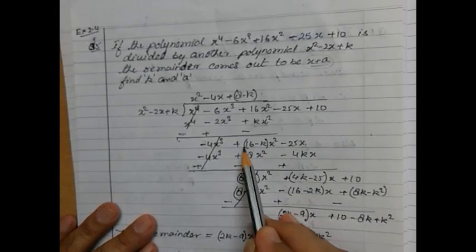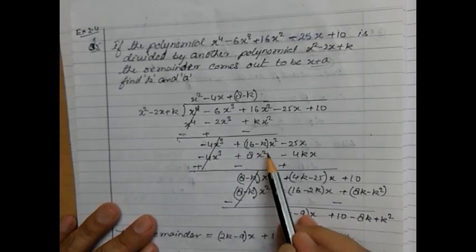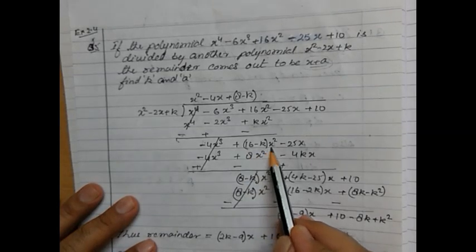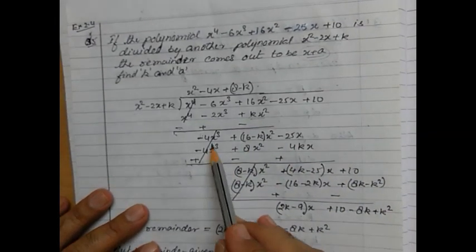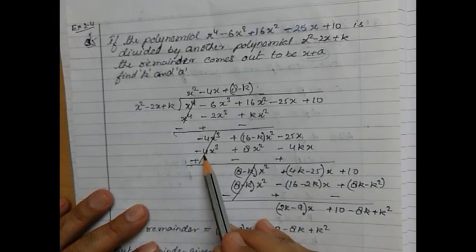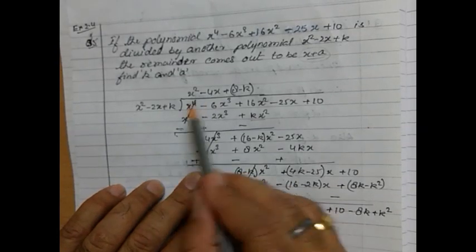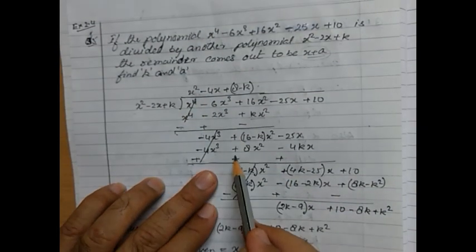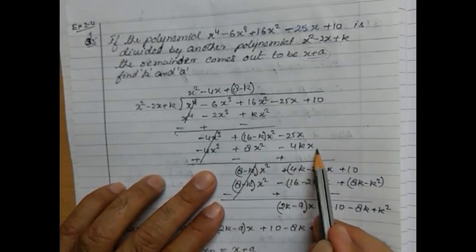We will not leave it open. We will not write it as 16x square and then minus, because in the coming step it will create big confusion. So we are taking x square common, writing it in this way. In the next step, you see we are getting this minus. To obtain minus 4x cube, we will multiply this divisor by minus 4x. So we get minus 4x cube and here 8x square minus 4kx.